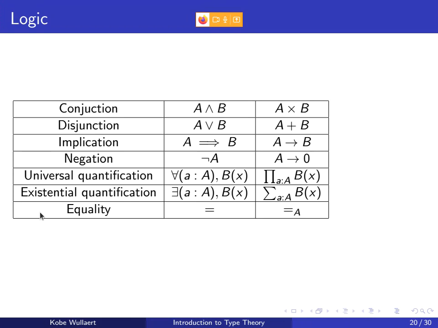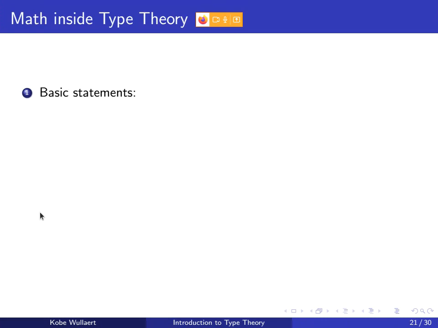Oh, my apologies, I mixed up notation again. This X should be an A again. Maybe let me show you an example, which hopefully makes it a little bit clearer. Consider the following type. What this says is the following: for all n, there exists a k of n such that n equals 2k or n equals 2k plus 1. This expresses the fact that every natural number is either even or odd.